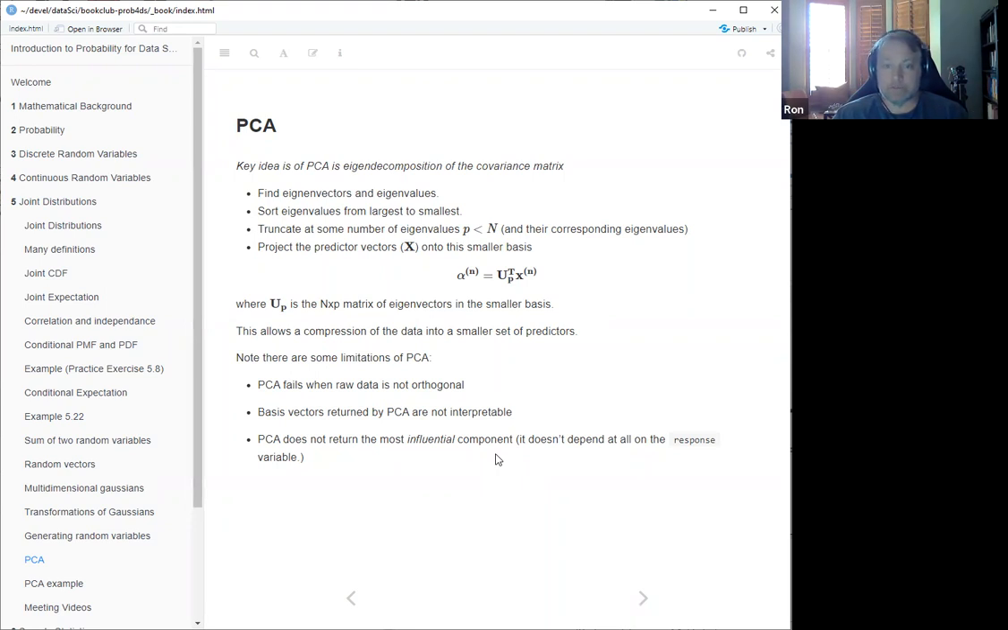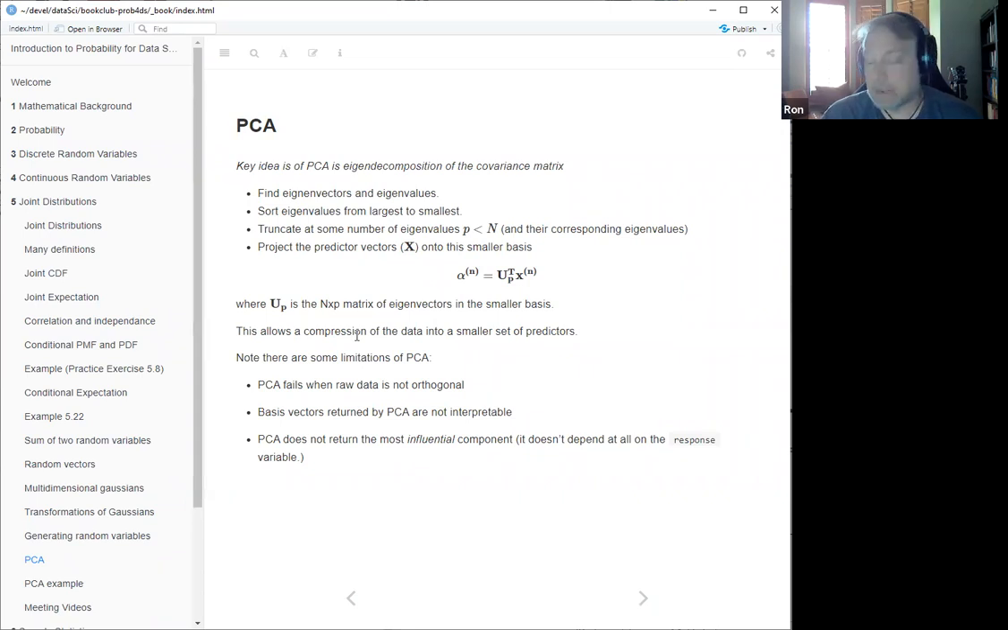We sort them from the largest to the smallest, and then we truncate at some number p less than n, and that truncation is determined by how well this approximation works, right? But as far as this goes, we're just going to truncate at some p, and then project those predictor vectors back onto that smaller basis of eigenvectors. That's essentially what it is. So that basically allows us to compress the data into a smaller set of predictors.